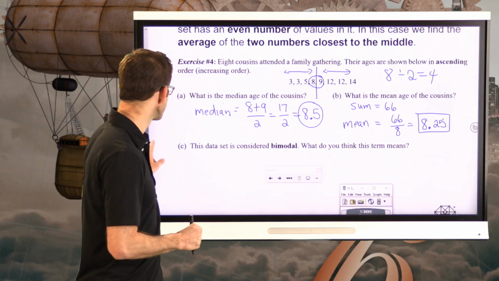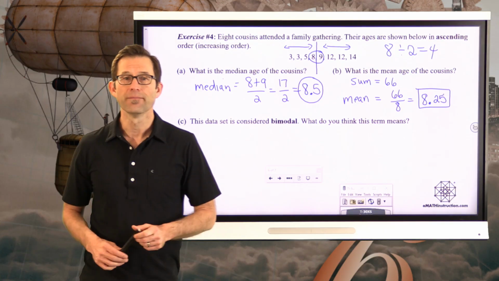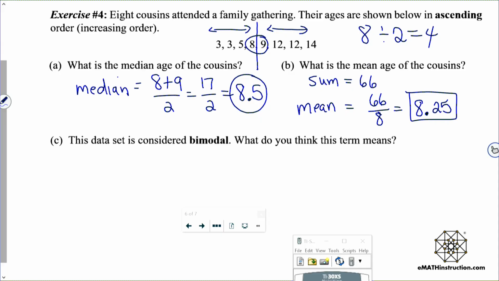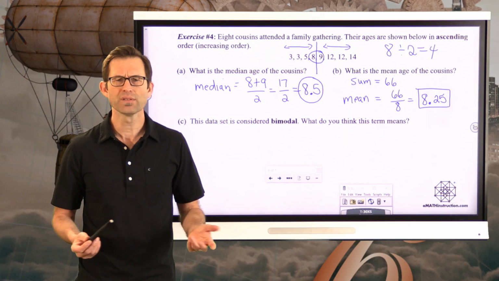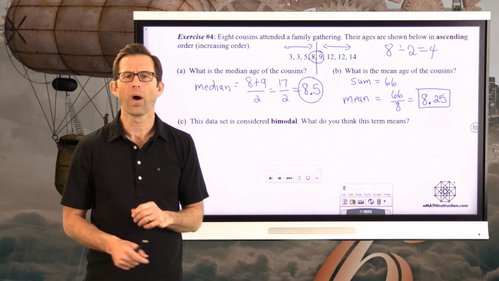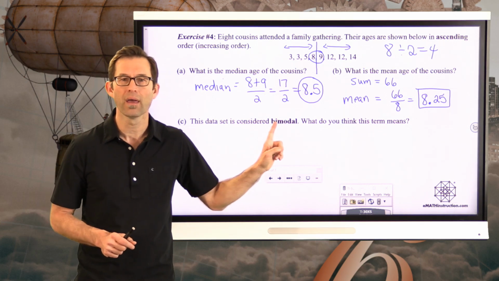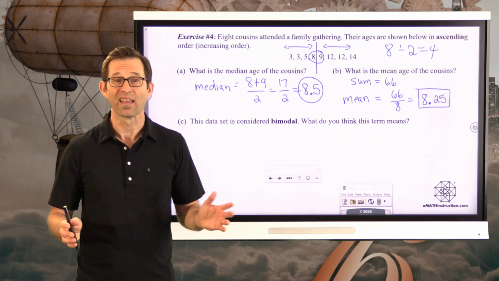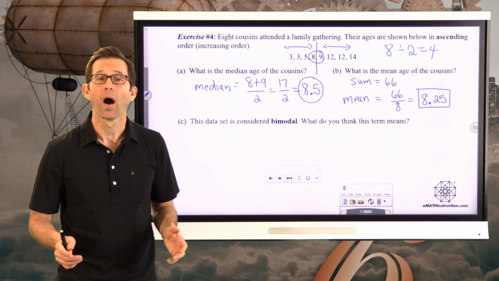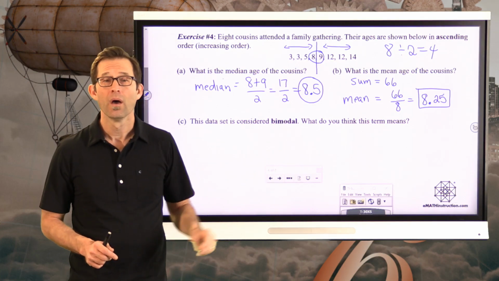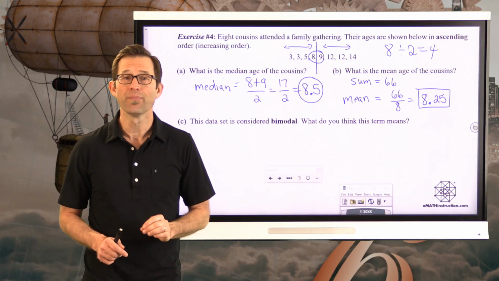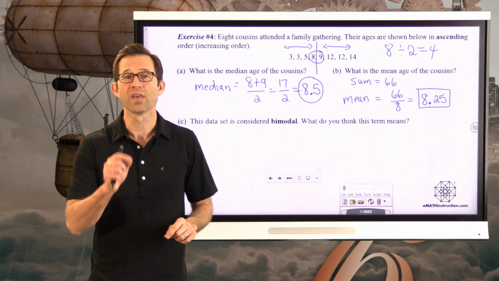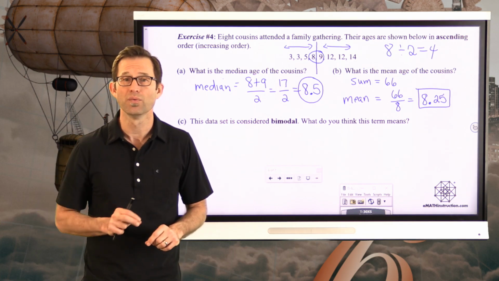Let's look at the last piece of this. Letter C. This data set is considered bimodal. What do you think this term means? Pause the video now, take a look at this data set, and why do you think this data set might be called bimodal? It almost sounds like a singing style or something, bimodal singing. No, I mean, bi means 2, modal has the word mode in it, so literally bimodal means a data set that has 2 modes to it.